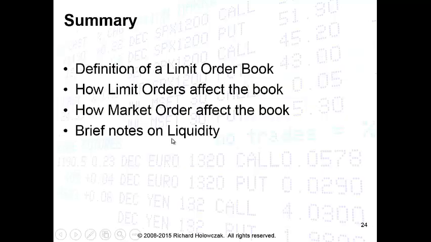Okay, I think that's going to sum it up for right now. What we've basically covered here is the basic definition of a limit order book. We've demonstrated, with exercises, how limit orders affect the book and how limit orders are used to build up the book. And then we've also explored how market orders affect the book in terms of how they remove liquidity, or remove shares, out of the book. And I've also given you a few notes on a couple of ways that we can measure liquidity. There's obviously much more detail that we can get into, but hopefully this provides you with a nice summary to get started.